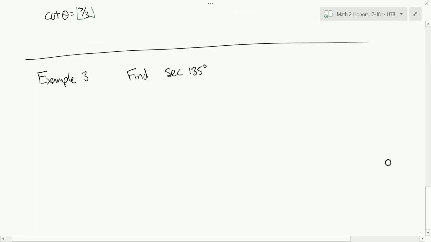Okay, did we get an answer? What'd you get? Negative 2 root 2 over 2. All right, let's check.